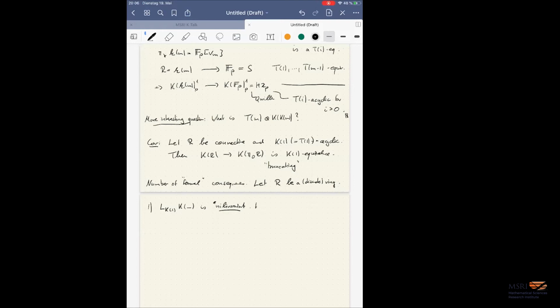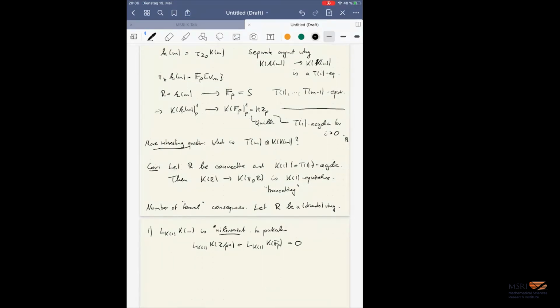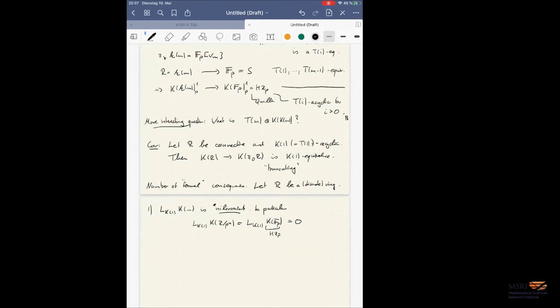So in particular, we have that the K1-local K-theory of Z mod p to the n is equivalent to the K1-local K-theory of F_p. And we've seen above, I think I phrased it in terms of T_i, but this doesn't make a difference here, that this is 0, because this thing is just HF_p if we p-complete. So this is convenient, and I should say two things about this.